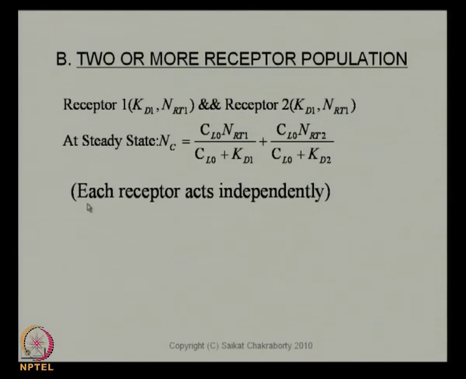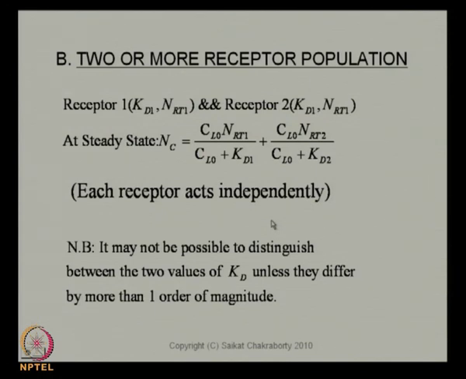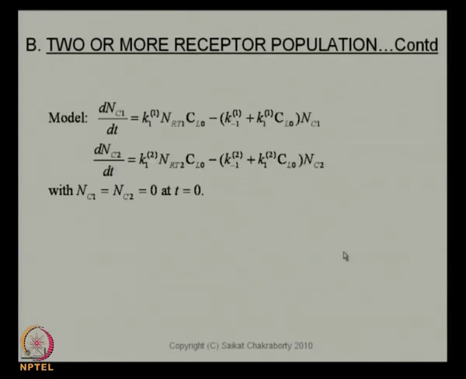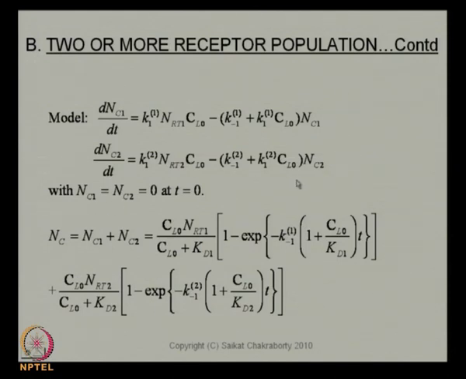Each of these receptors acts independently and binds independently, and there is no influence of the binding of one receptor on the binding of the other. But it is possible, as I said, to distinguish between the two if the Kd, the dissociation constant of receptor 1, is much higher or much lower than that of the second one. We went through the calculations, and I am not going to repeat all of that. When we did the calculations, we took the case when the amount of complex at the beginning was 0.